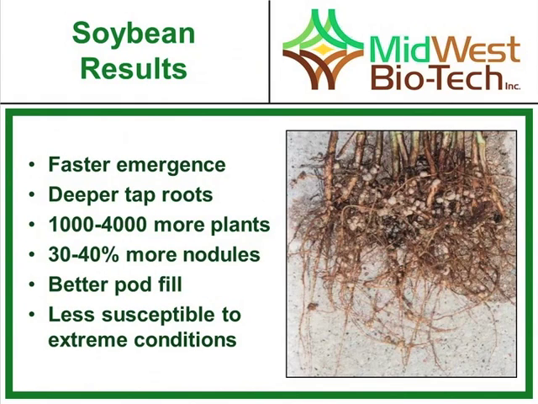Again, faster emergence, less susceptible to extreme conditions. The deeper tap roots help with bringing water into the plant if things get dry. Typically you get a boost in the germination rate, better pod fill, and more pods. Typically about a pound or two higher test weight. And the key thing is consistently anywhere from 20 to 40% more nodules. Usually around 30-35 is the average we see when we count nodules on treated and untreated plants.